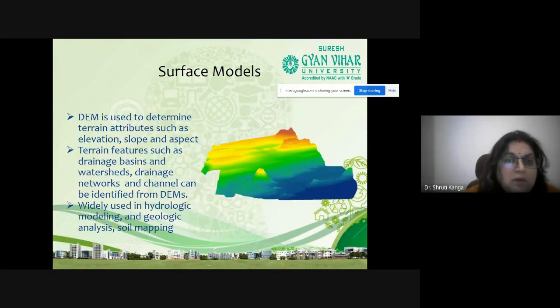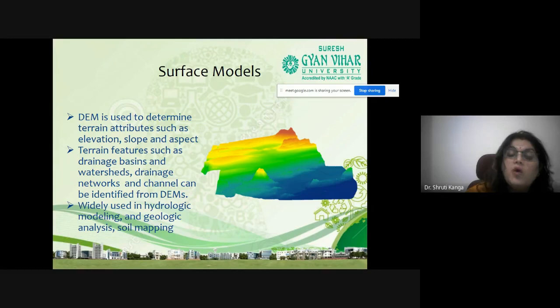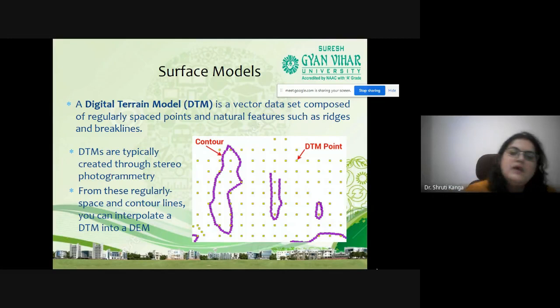So in case of DEMs, they are used for the determination of terrain attributes like slope, elevation, and aspect. The terrain features such as drainage basin, watershed analysis, and drainage network analysis can be identified from the digital elevation models, and they are widely used for hydrological modeling, geological analysis, and soil mapping. Rather, you can say these DEMs are very important for any kind of hydrological modeling, geological analysis, and soil surface analysis.